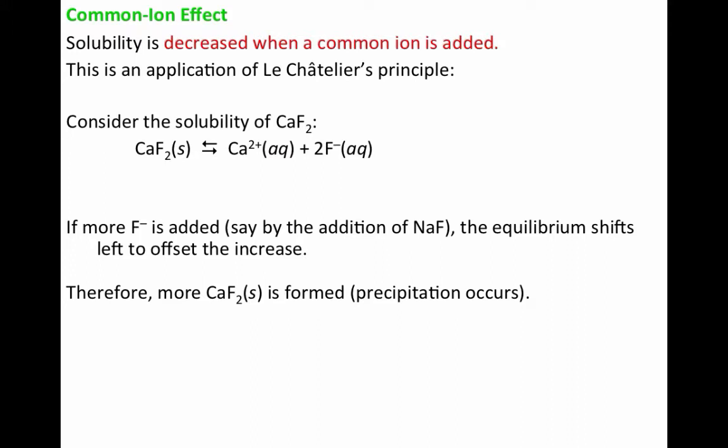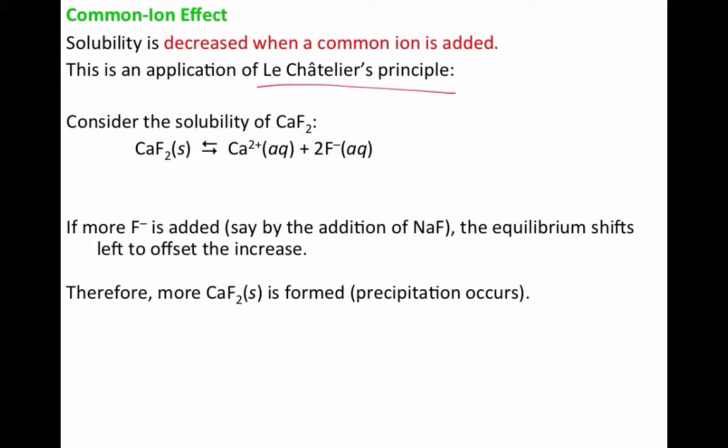The common ion effect says that solubility is decreased when a common ion is added. This is an example of Le Chatelier's principle that we talked about when we did equilibrium before. So we're going to look at an example of calcium fluoride. Consider the solubility of calcium fluoride. It is a slightly soluble compound, so if you put calcium fluoride into a beaker of water, it will partially dissociate into calcium 2+ and fluoride ions.